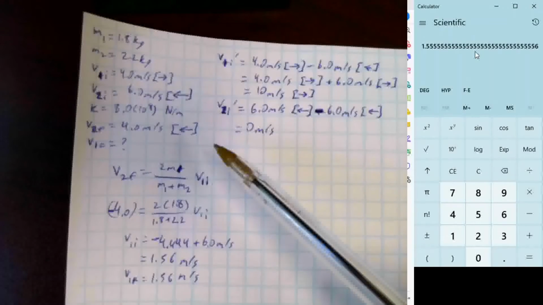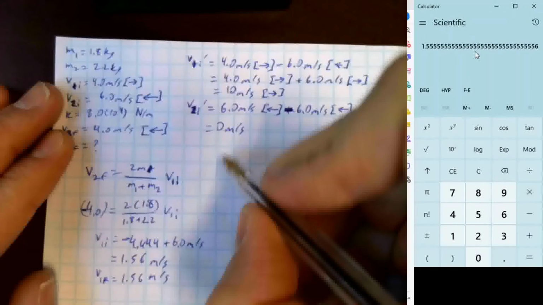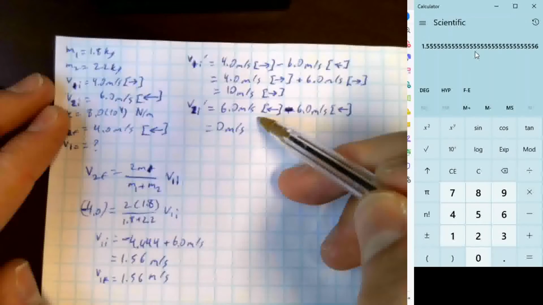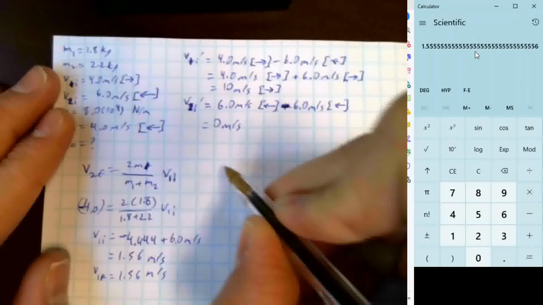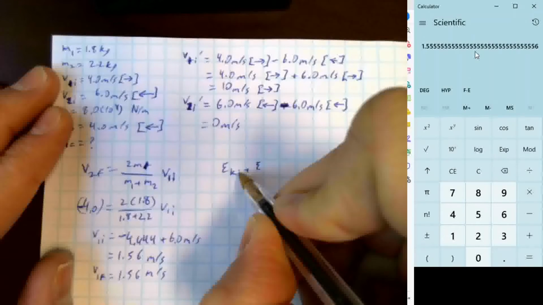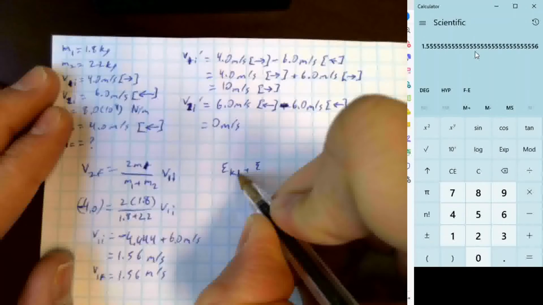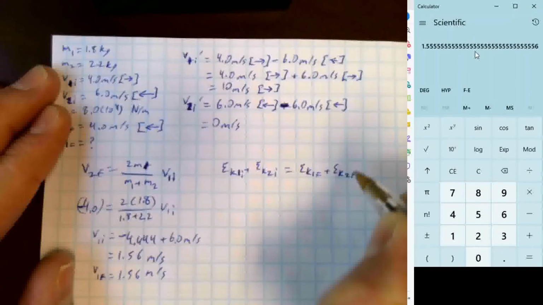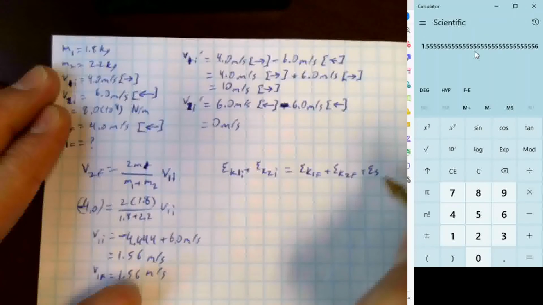So now I have to look at the kinetic energy involved. And in this case, I can't use my relative velocities. I have to use my absolute velocities. My EK1I plus my EK2I has to be equal to my EK1F plus my EK2F plus the potential energy stored in the spring.